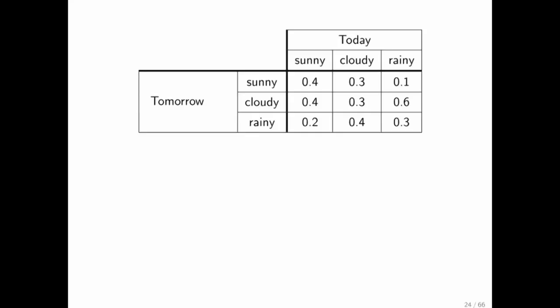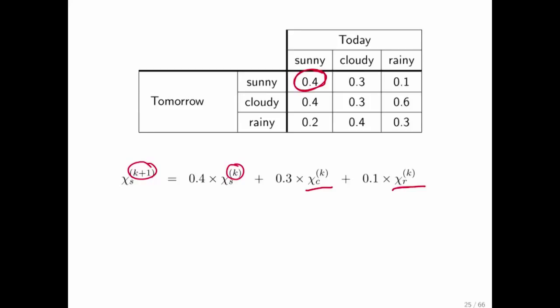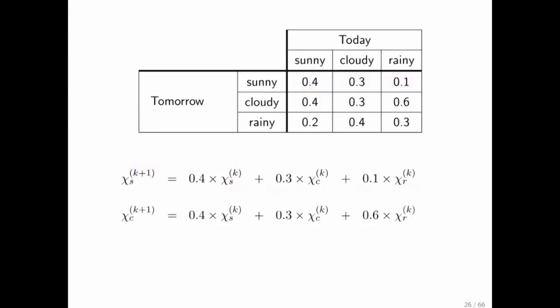Okay, so here's our table again. And notice that we can ask the question, what is the probability of it being sunny on day k plus 1, given that the probability of it being sunny on day k is chi sub s super k, and the same thing for cloudy on day k and rainy on day k. Well, that's a matter of looking at what the probabilities are going from sunny to sunny, cloudy to sunny, and rainy to sunny. And you get this right here. And you can do the same thing to figure out what the probability is of it being cloudy on day k plus 1 or rainy on day k plus 1.